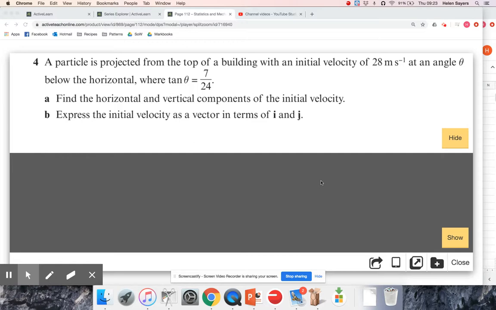Okay, so we're looking at the second year Stats and Mechanics textbook. We're on chapter 6, which is on projectiles, and exercise 6B, which is on finding horizontal and vertical components.